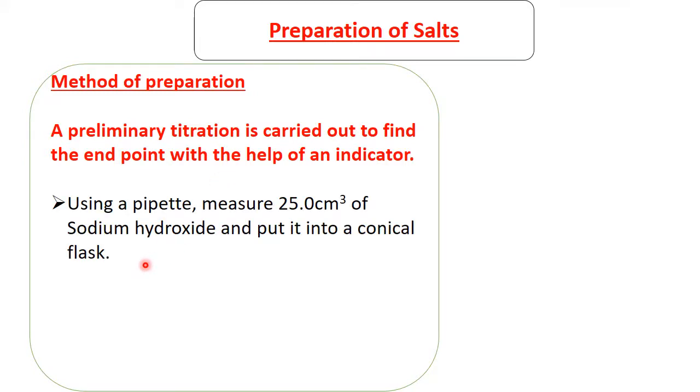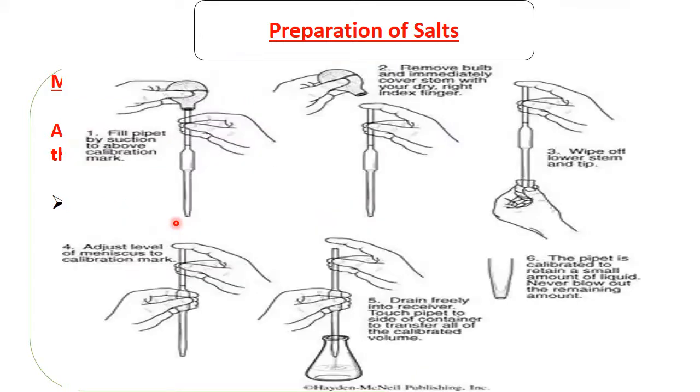So the first step is to use a pipette to measure 25 centimeter cubed of sodium hydroxide and you put it into a conical flask. What is a pipette? A pipette is just an instrument, a lab apparatus that is used to transfer liquids from one container to another. So maybe at some point you'd be required to use a pipette to transfer a liquid. So maybe I demonstrate how to use a pipette.